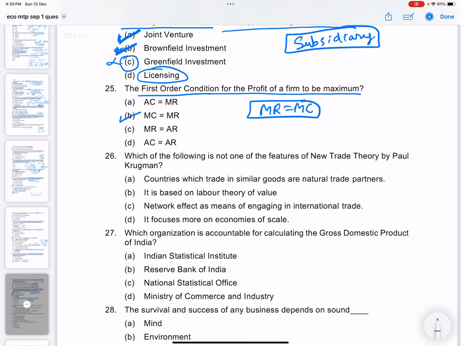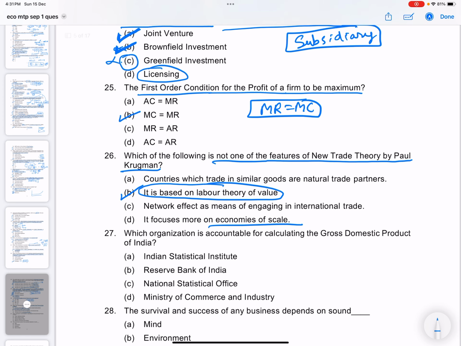Okay. Now coming to the next question. Which of the following is not one of the features of new trade policy theory by Paul Krugman? Countries which trade in similar goods are natural trade partners. Okay, he has mentioned this. It is based on labor theory of value. Network effects as means of engaging in international trade. This was given by Ricardo. His theory focuses on economies of scale. So since you might not have studied this, it is a tough question. But okay, now you will know what the answer to this is.